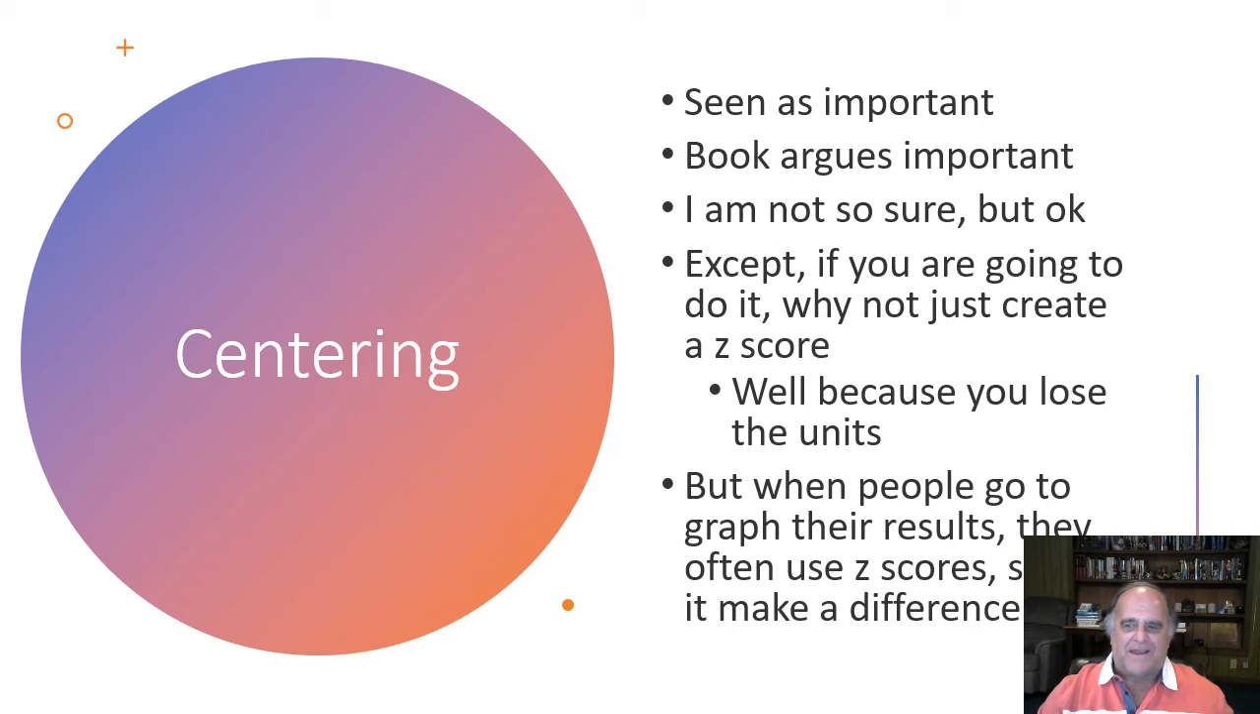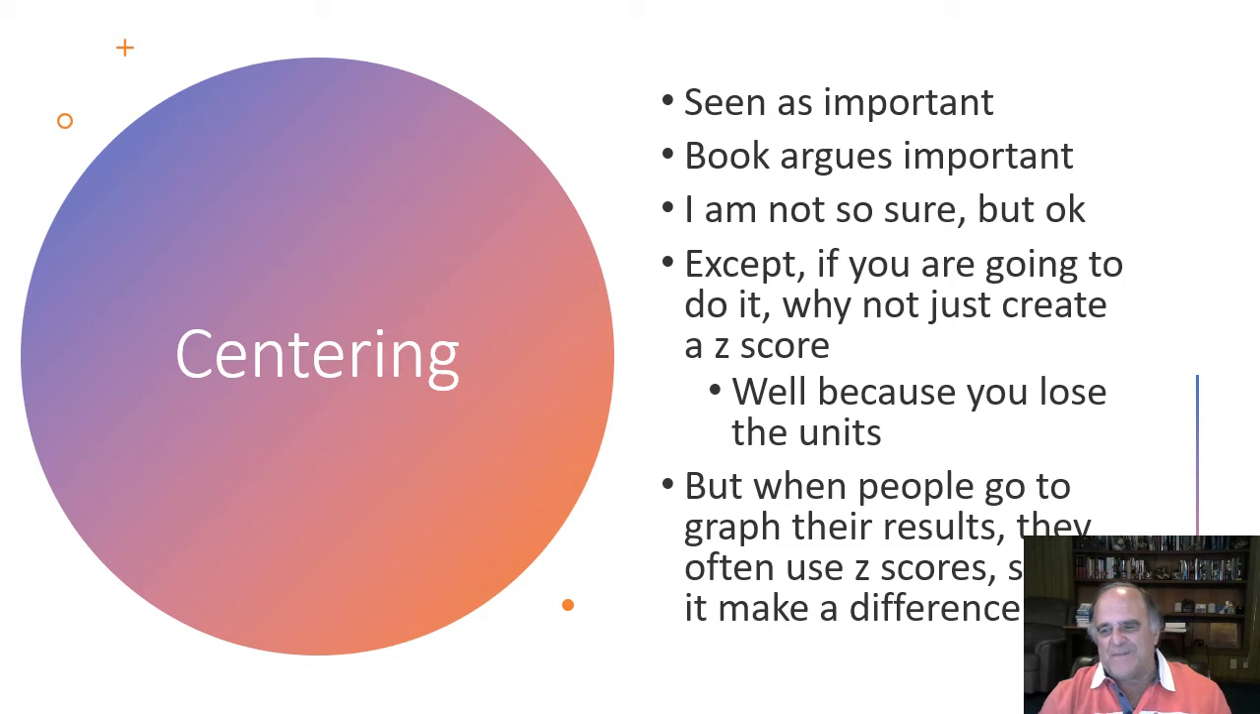So I have a little issue there, but I say, okay. Sometimes I say, well, if you're going to go ahead and center, why not just create z-scores? Well, the answer I know myself is because then you lose the units, but creating z-scores may be a lot easier, especially since when a lot of people go to graph or interpret their results, they often use z-scores. So when a lot of people go to interpret their results or to graph them, they convert them to z-scores. So then I said, well, why not just turn them into z-scores in the first place?